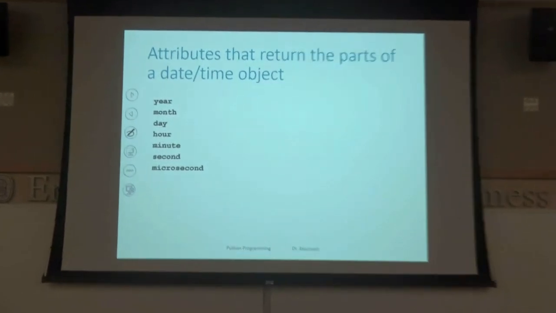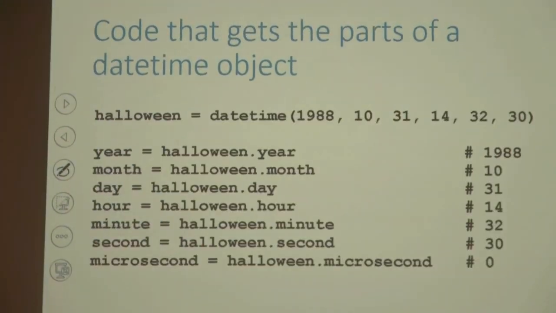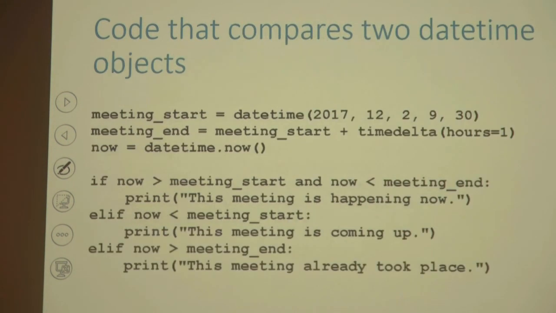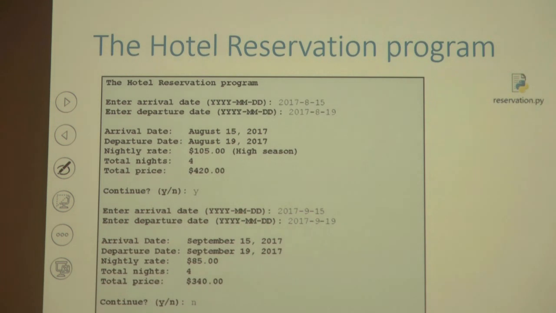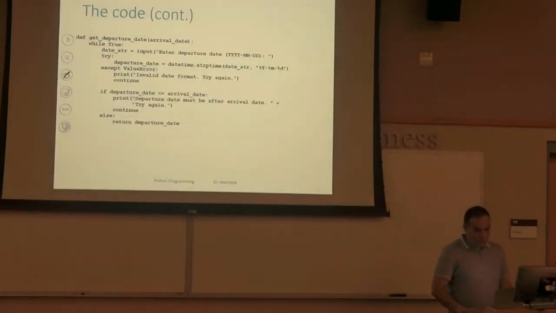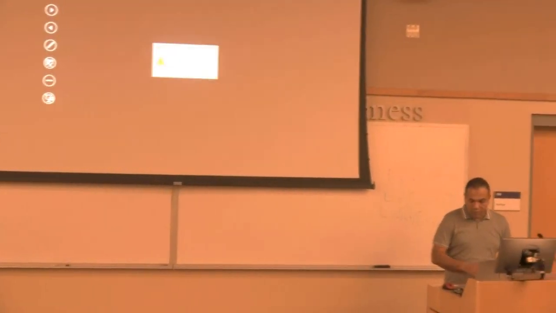There are a lot of attributes that return the parts of the year, month, day, and all that. Anyways, it's all about dates. You could do different things with days, the delta, the difference, all that. So I leave it for you. This is the reservation application. When you do a hotel reservation, the most important things are check-in and check-out dates. These are also a few applications, not very long. Take a look at them and play with them.